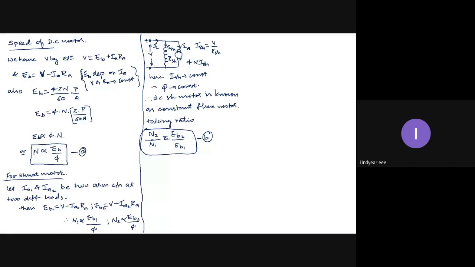Okay. This is one case where if load varies, speed varies. Why it varies? Already we have seen in the significance of back EMF. Load torque requirement changes, therefore speed changes.